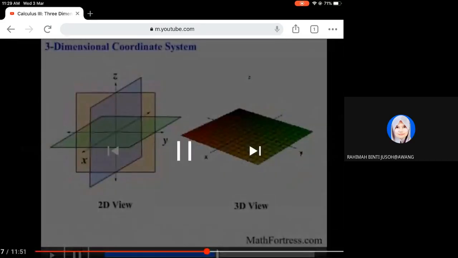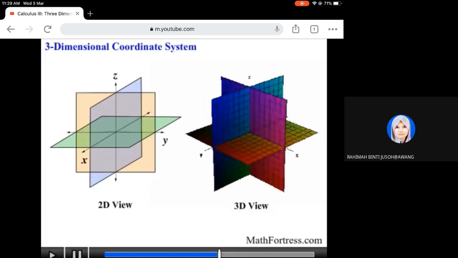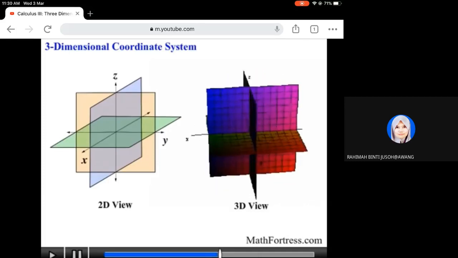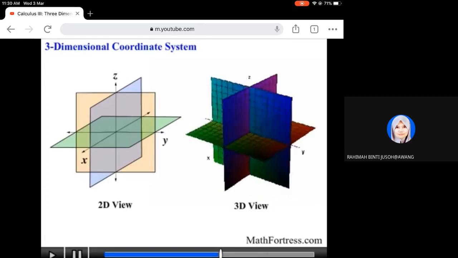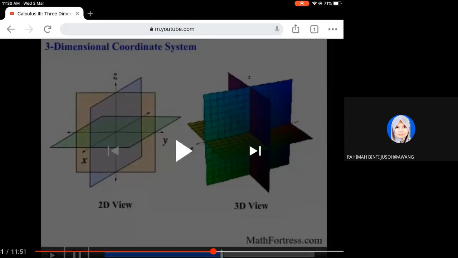Regions. Octants. A three-dimensional coordinate system divides space into 8 octants. The first octant is determined by the positive axis. If you're having a hard time visualizing this.